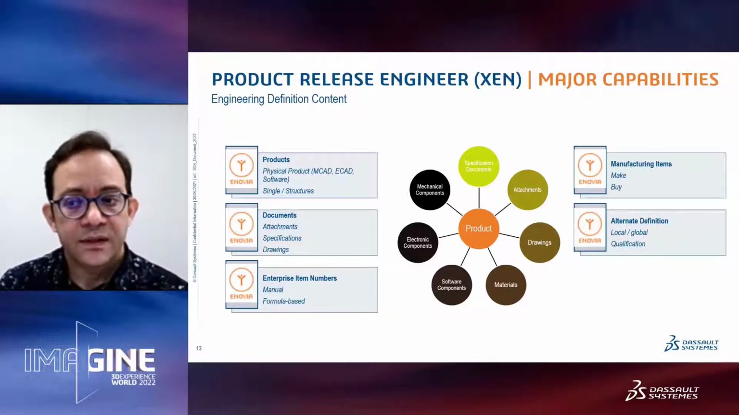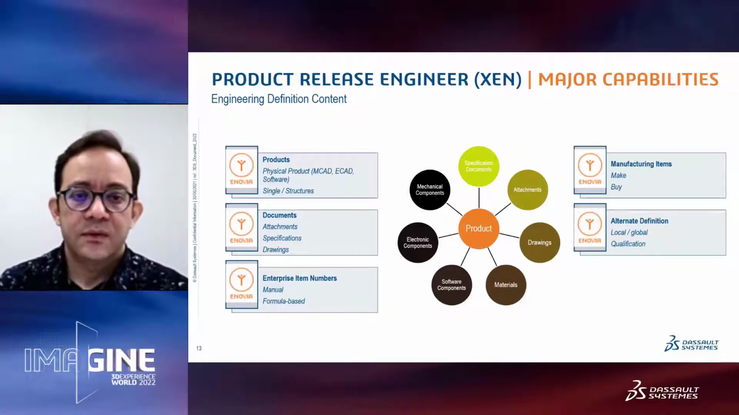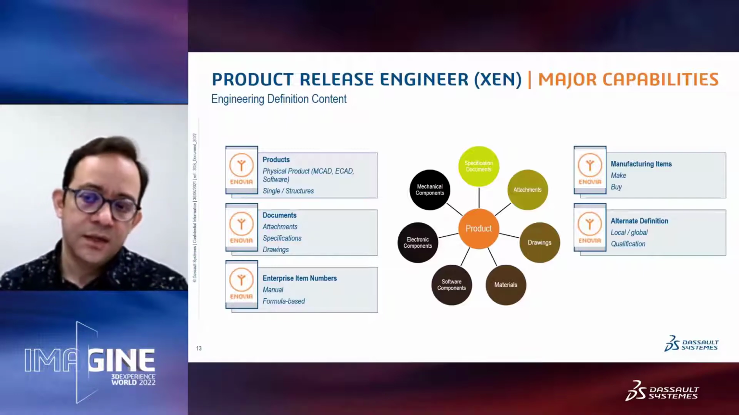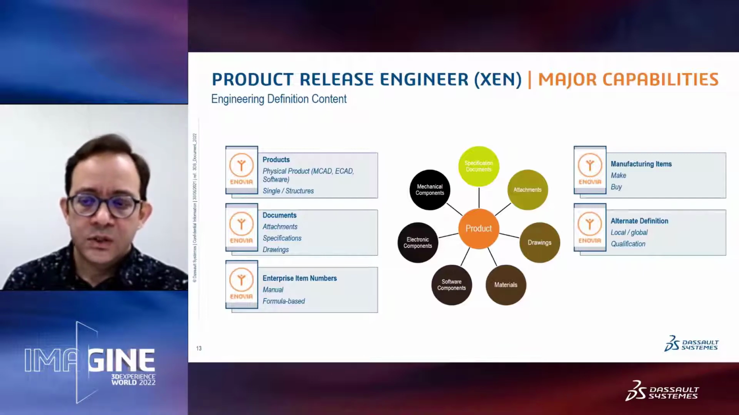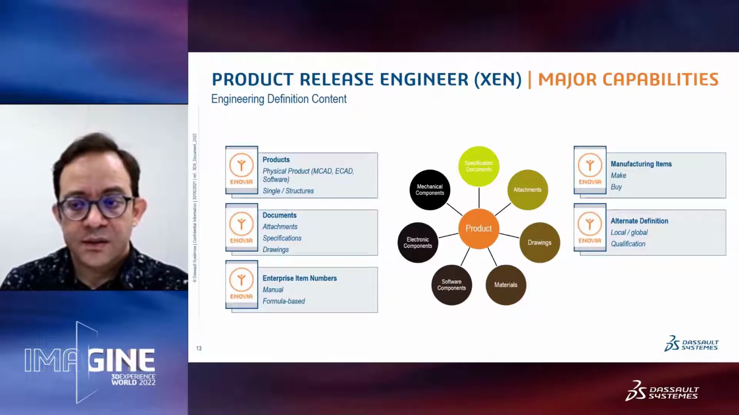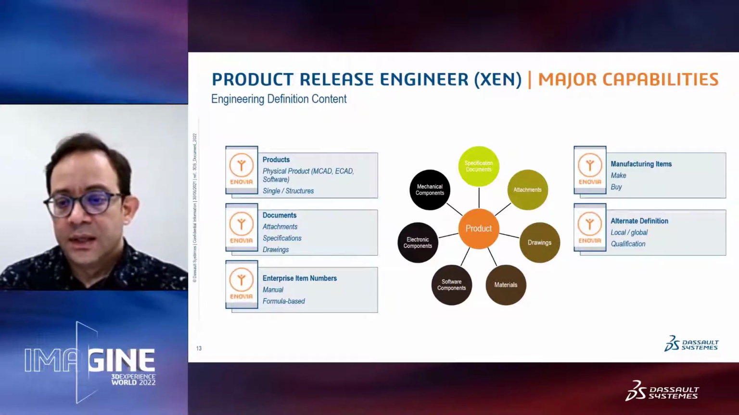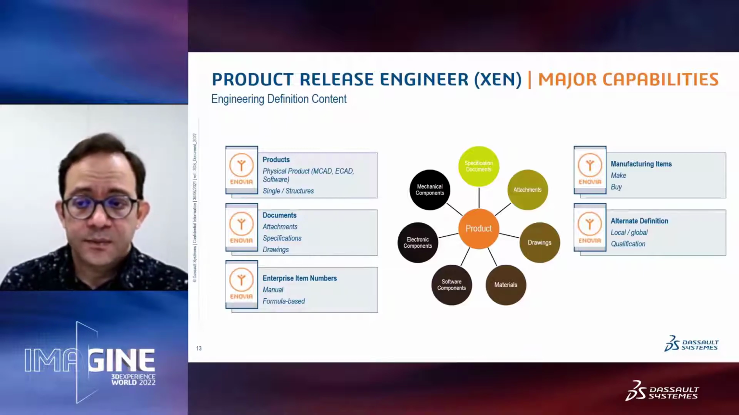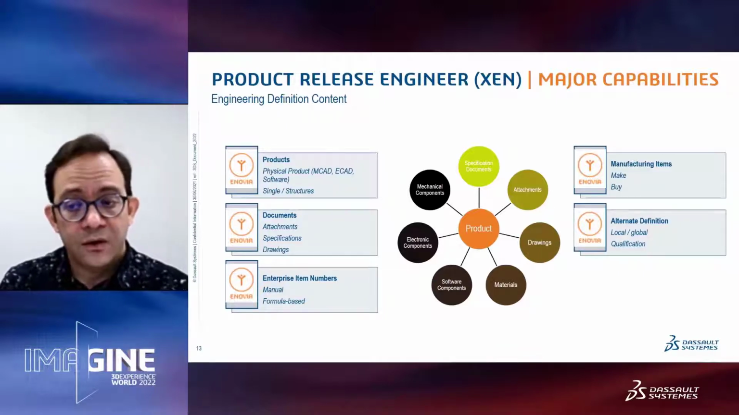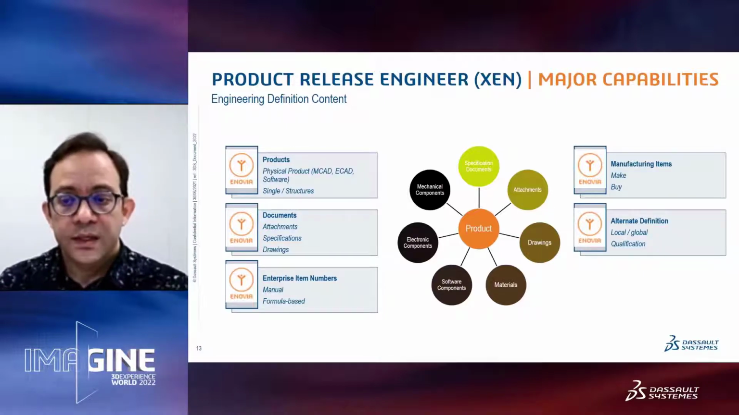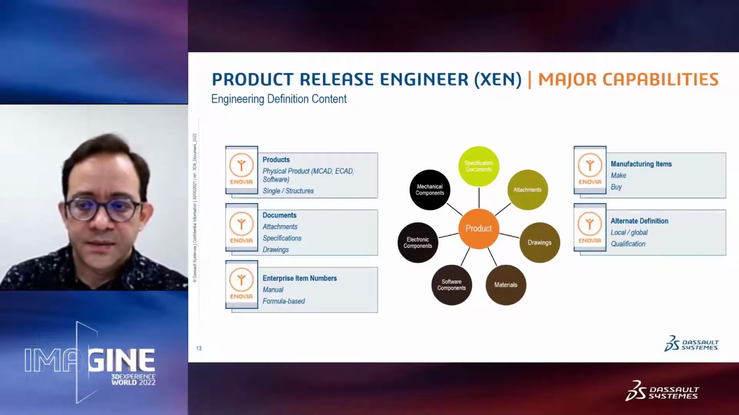We have also alternate definition. So that's something I can contribute also to the engineering definition content by adding alternate components, and they could be defined locally, which means that they are available only for specific bills of materials, or globally, which means that wherever my engineering item is used in any bill of materials, then this alternate will be available. And obviously, I can also qualify these alternate definitions so they will be officially valid in the enterprise.